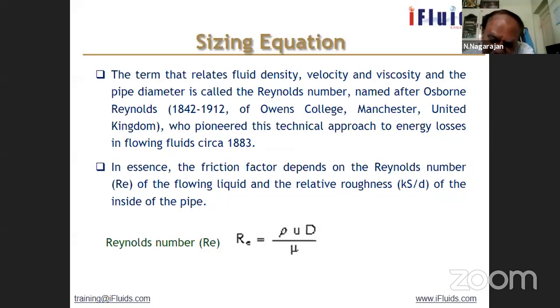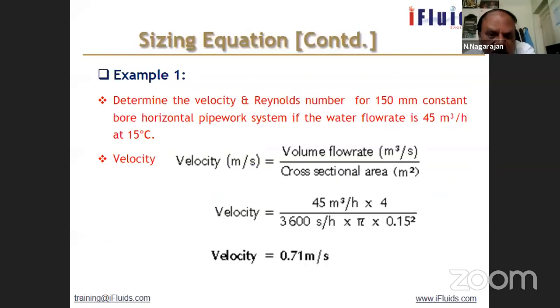This is an important parameter. This characterizes the fluid flow. So how do you calculate the velocity? I already told, volumetric flow rate in meter cube per second divided by the cross-sectional area of the pipe. That becomes meter per second. So we have given just an example, 45 meter cube per hour, divided by 3600 for per second, divided by the area. For a 150 mm, 6-inch pipe, it is 0.15 meter square. So it gives you 0.71 meter per second.